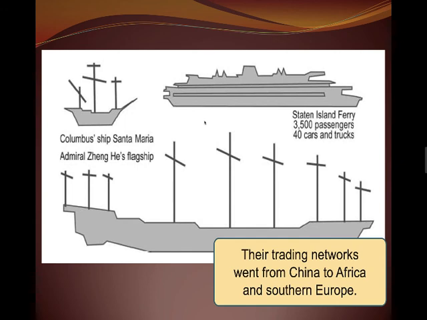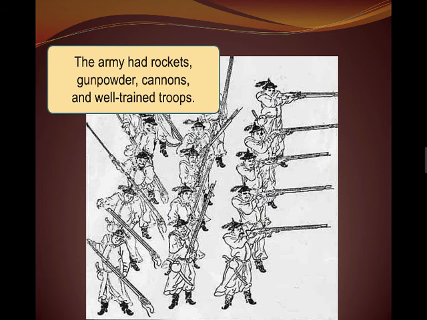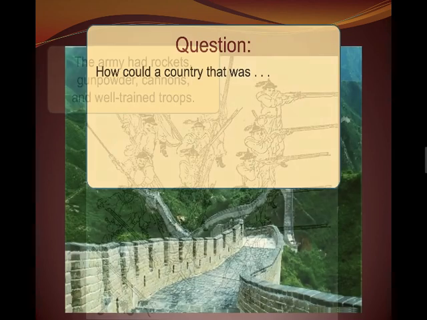The trading networks the Chinese had went from China to Africa, Southern Europe. Behind the Great Wall, which they rebuilt, the Ming had a 1-million-man army. That army had rockets, it had gunpowder, it had cannons, it had very well-trained troops. In fact, this looks exactly like George Washington training troops at Valley Forge and how to have a musket work.